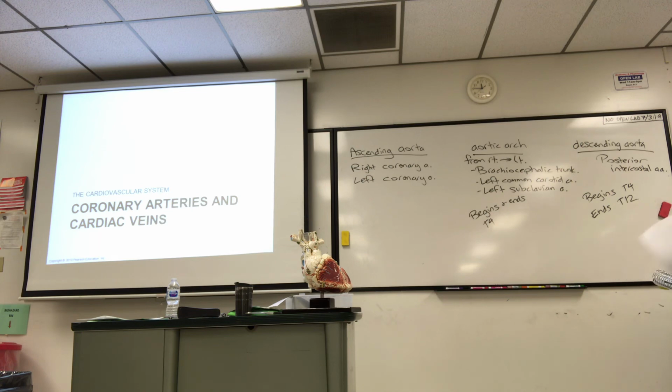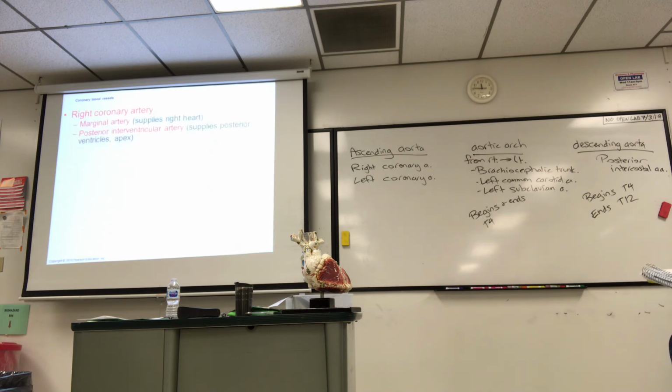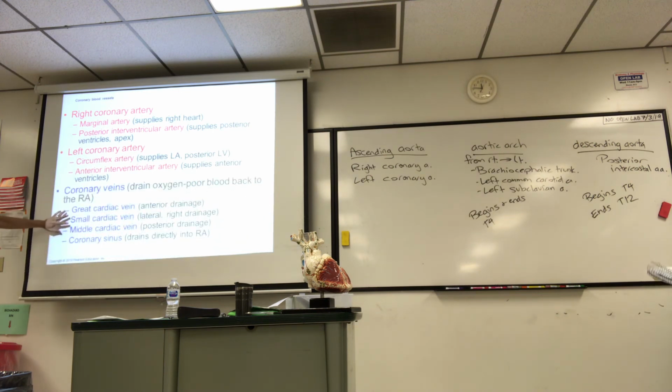All right, so going back to the coronary arteries, there are branches of the coronary arteries. And they're called the right coronary artery, the left coronary artery, and they each have two major branches that we expect students to know. Marginal and posterior interventricular, and then circumflex and anterior interventricular. And here are the veins that I'll teach. Great, middle, small, cardiac veins, and a fourth one, the coronary sinus, which I've already mentioned.